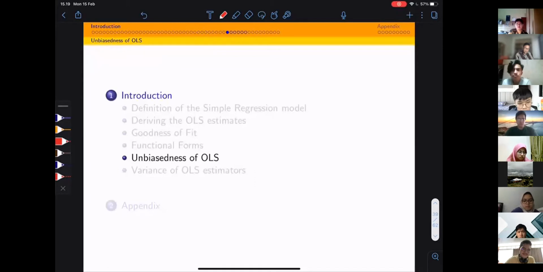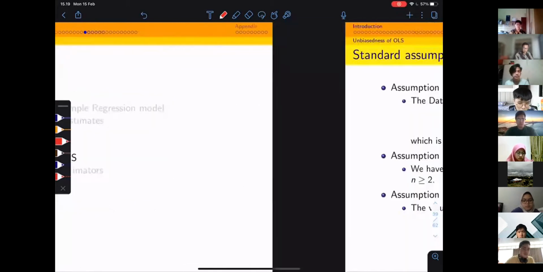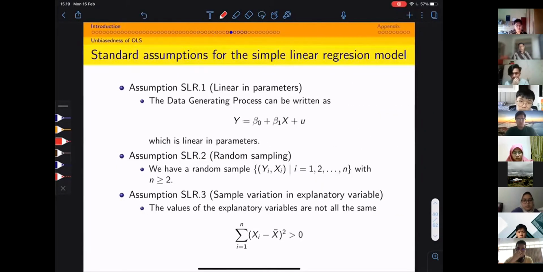the next discussion is on the unbiasedness of OLS. To talk about the unbiasedness of OLS, we have to talk about all the other assumptions of OLS. Again, the key assumption is going to be the zero conditional mean. However, there are also some other assumptions that we care about. The first assumption is that the model is linear in parameters.